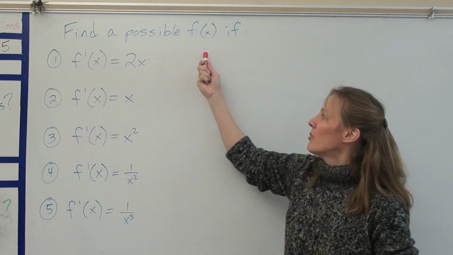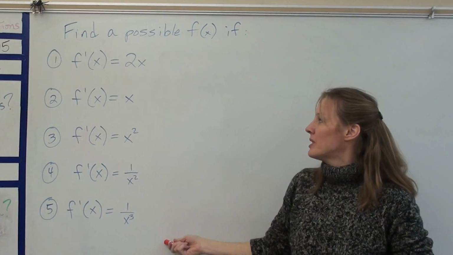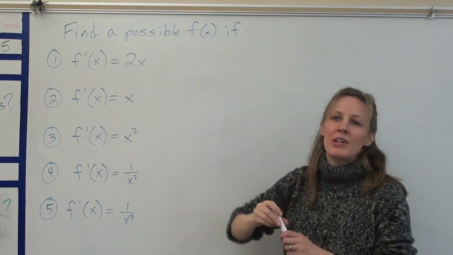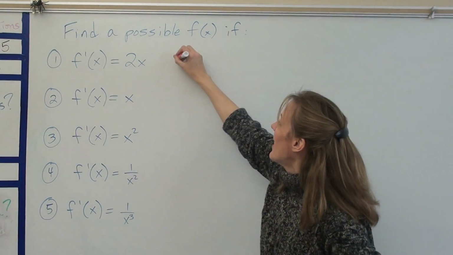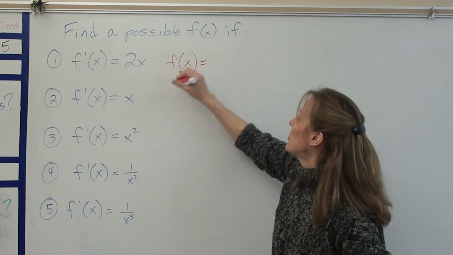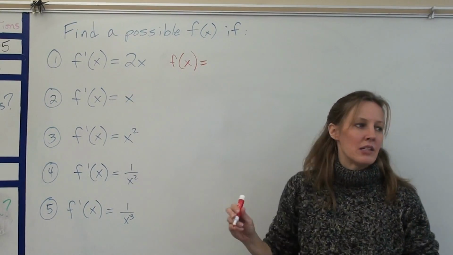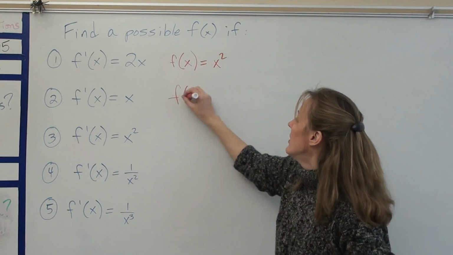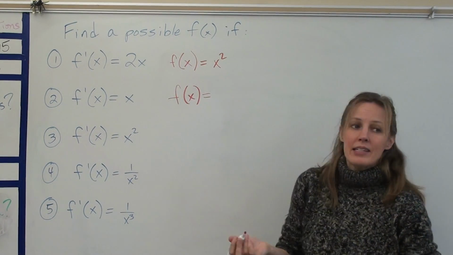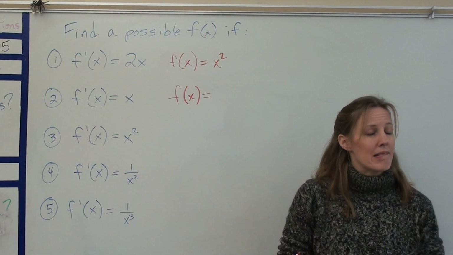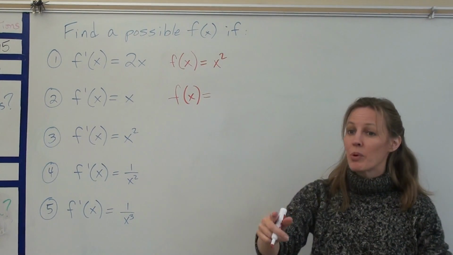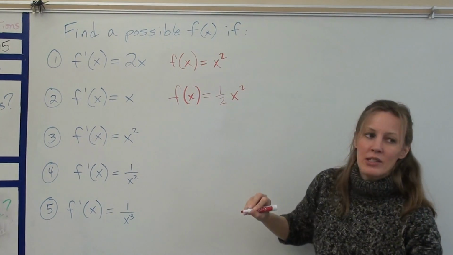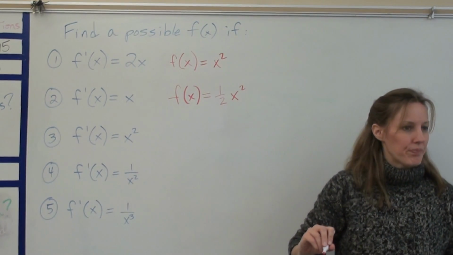For these first 5 problems, we're going to find a possible function that has this as its derivative. If f prime is 2x, tell me a possible function f of x that could have 2x as its derivative. X squared. Very good. What if it's just x? X squared over 2, and I'm going to write it as 1/2 x squared. Treat those numbers in the denominator as coefficients if you can. It makes life a little easier.